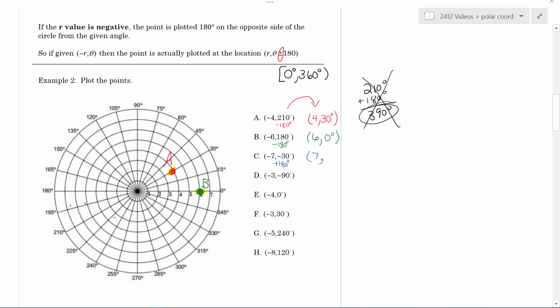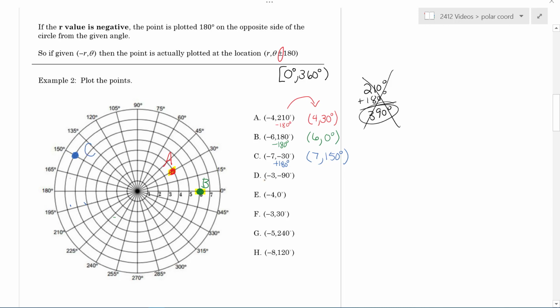So I'm going to plot the point at +7, what is 180 degrees minus 30 degrees? That gives me a positive 150. So I'm actually going to plot that point at the 150 degree mark on circle 7. Okay, so that's point C.